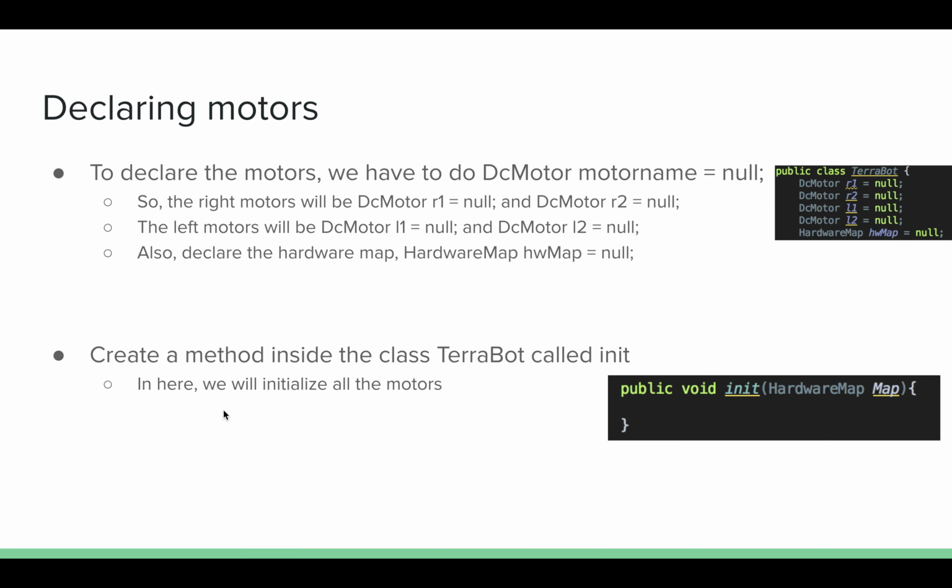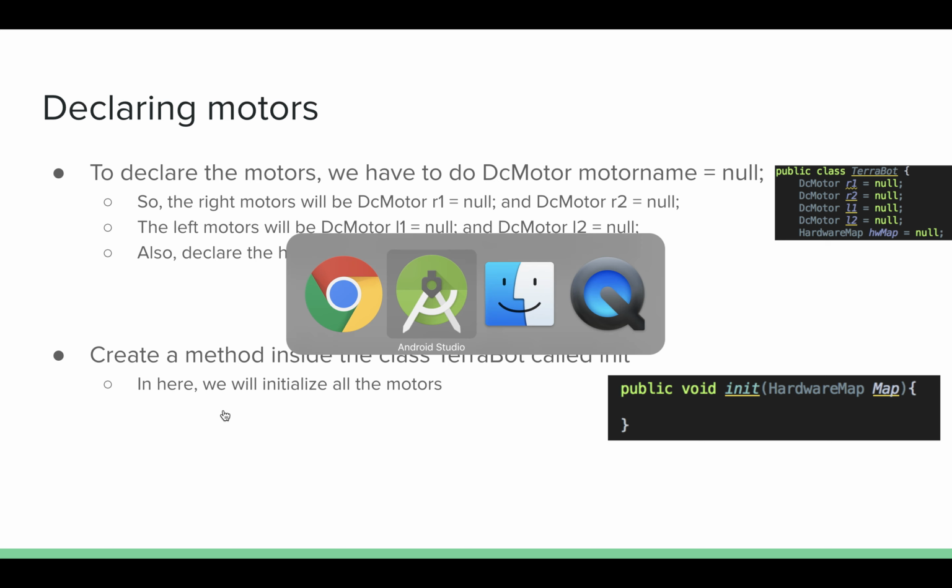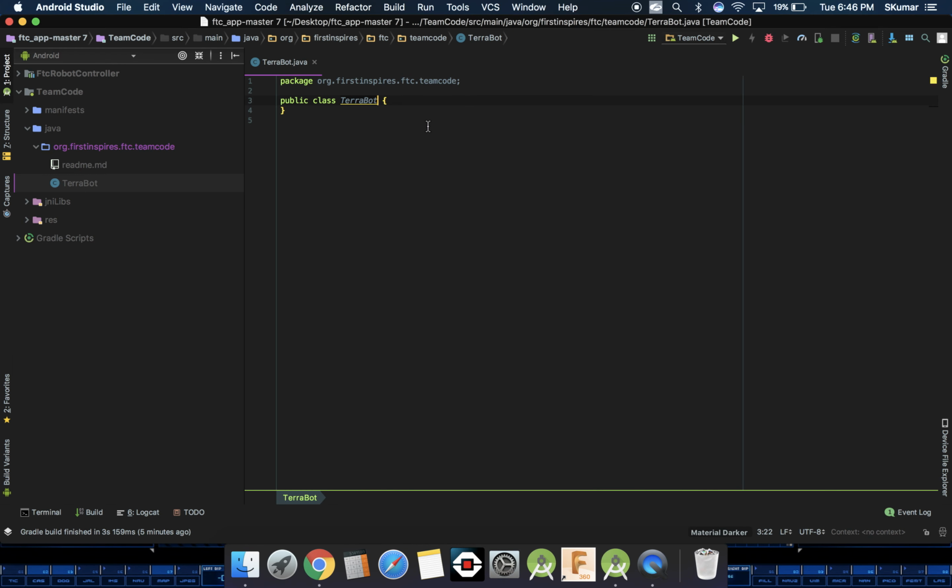Now we want to declare the motors. So basically, our robot has motors, but our program does not know that. So all these motors are known as DC motors, and we will be able to declare that in the value. So we can go to Android Studio, we can declare our motors.